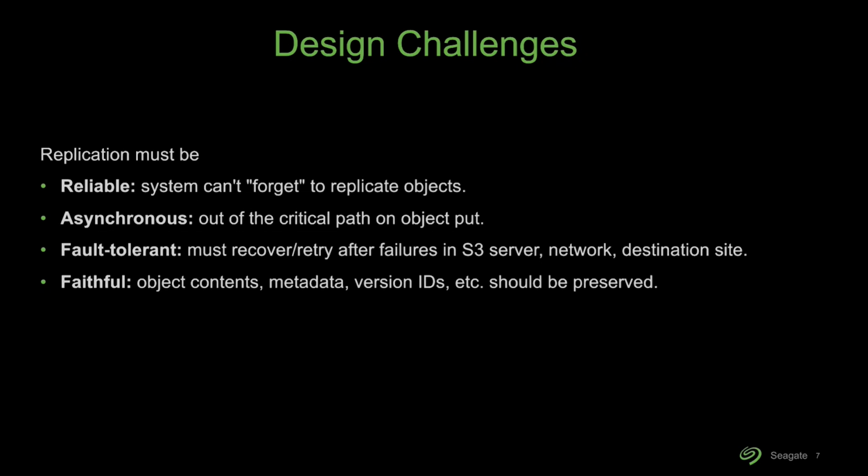We need to be fault tolerant. This is a distributed systems world, so any component can and will fail. So we need to make sure that none of those failures will affect the replication and cause undefined results or lost replication events. And that ties into reliability above. And we also need to make sure that our replication approach makes a faithful copy of the data. So we need the contents, the metadata. S3 supports different version IDs, so we want all of that to be preserved when we're doing replication.